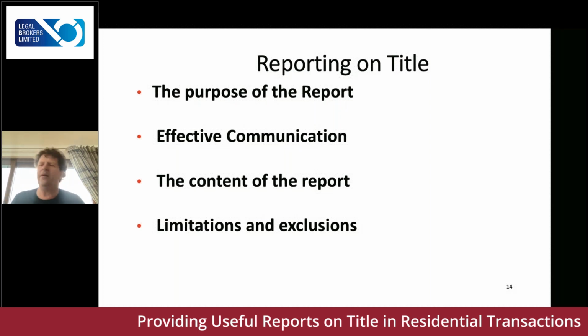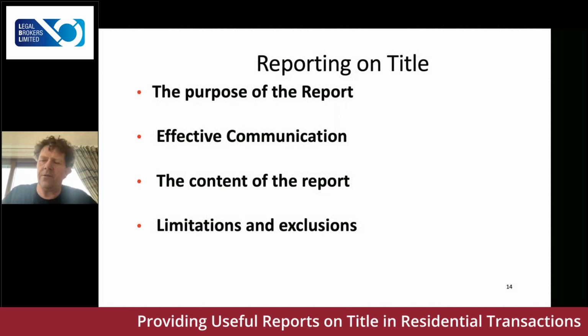Certainly, on talking to fee earners and members of staff, both relatively new and relatively experienced, all have said that the idea of having a report on title that can be used day in, day out has major benefits. There are disadvantages. Just as with any form of standardization, any form of template, any form of precedent, there is a danger that the precedent, the standard form, is misused or abused.